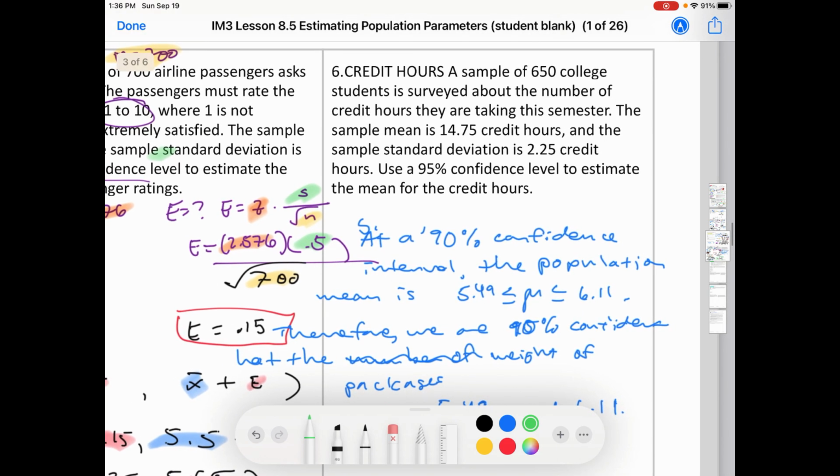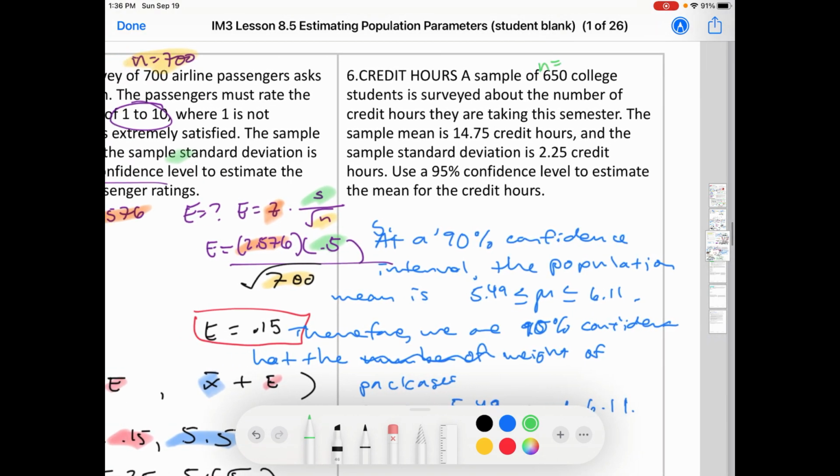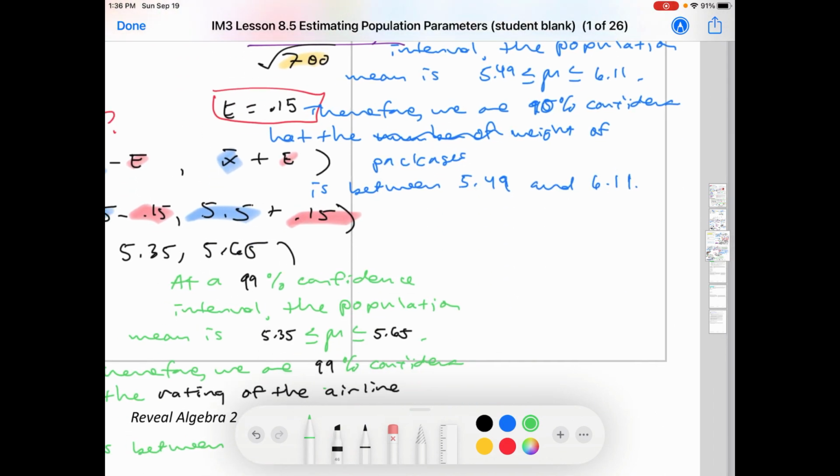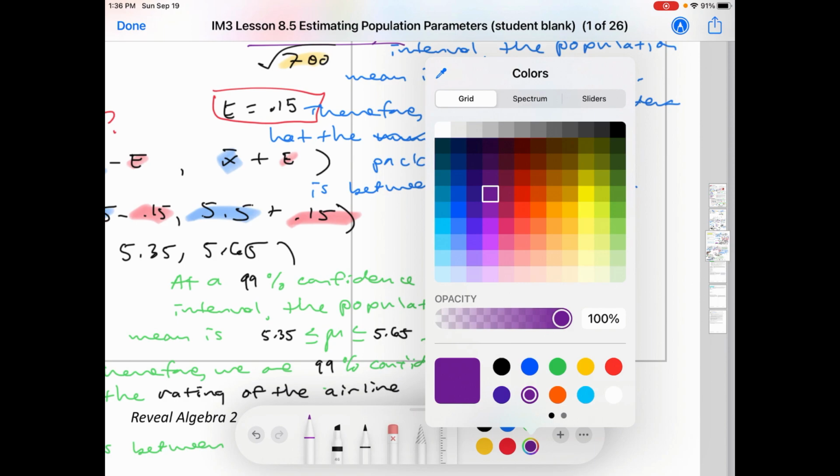Okay, question number 6. Credit hours. Sample of 650, n equals 650. College students are surveyed about the number of credit hours they are taking this semester. Credit hours is basically kind of like in high school, you get 5 credits per semester, and in college for semester-long classes, you get 3 credit hours for a semester. The sample mean x bar equals 14.75, and the sample standard deviation is 2.25. 95% confidence interval, so let's go ahead and do our work here.